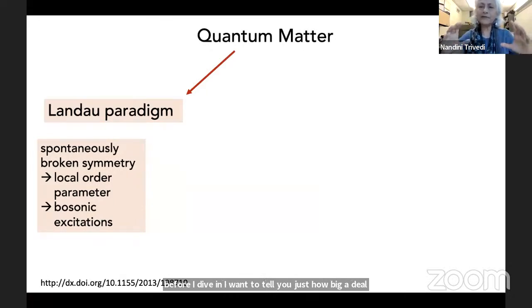So quantum matter for the longest time was classified according to the Landau paradigm, the great Landau. And he basically laid out the ways in which you can break certain symmetries spontaneously, and there would be a local order parameter, like a local magnetization, and that would describe long-range order, say in magnets or superconductors, all of these fascinating phases of matter. And when you looked at their excitations, like if you flip a spin in a magnet, it would generate spin waves, which would be bosonic excitations.